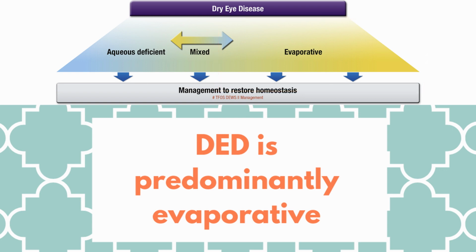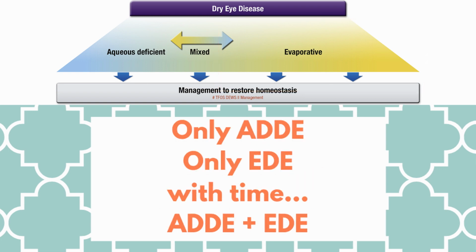And lastly, number four, while it is possible that aqueous deficient dry eye can occur without obvious signs of evaporative dry eye and vice versa, as dry eye disease progresses, it is increasingly likely that characteristics of both ADDE and EDE will become evident. Let's further look at each one individually.